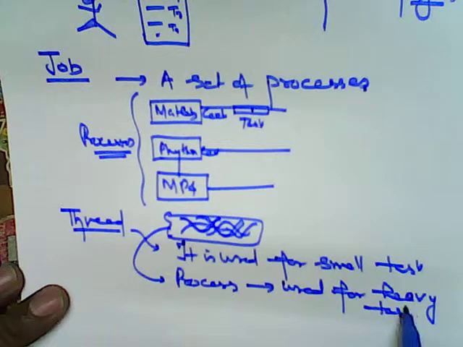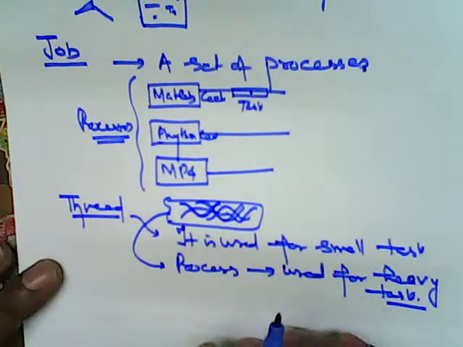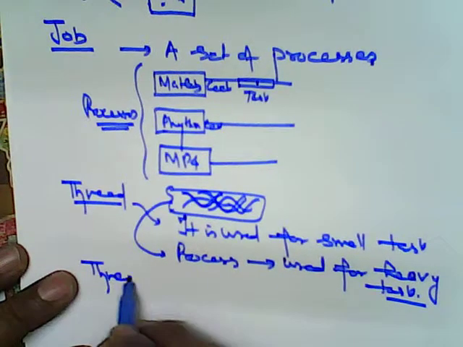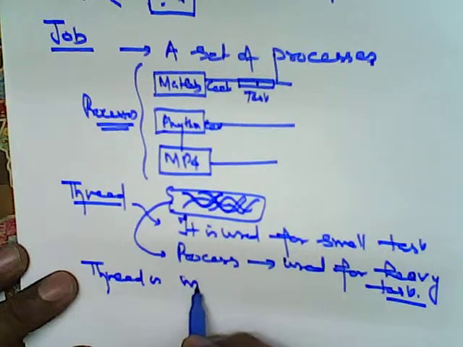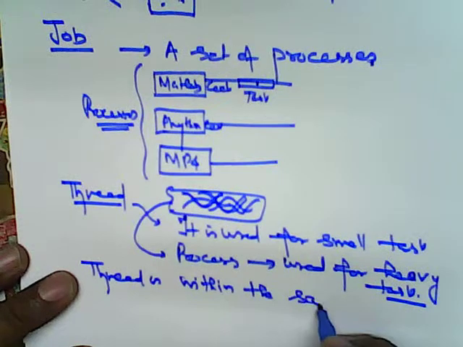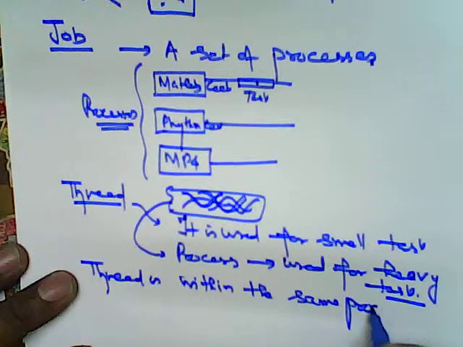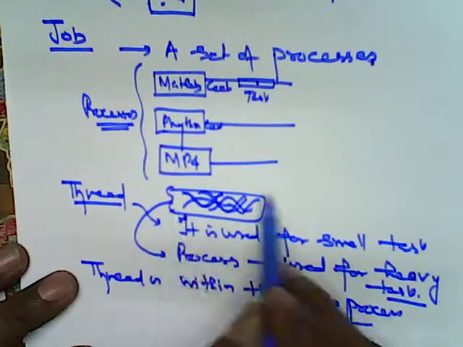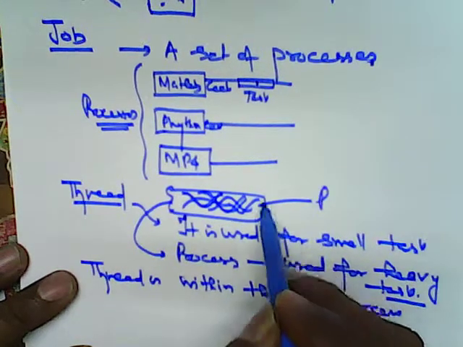So where does a thread reside? A thread is within the same process. That means this is an individual thread. When you combine them together, this entire thing is a process.